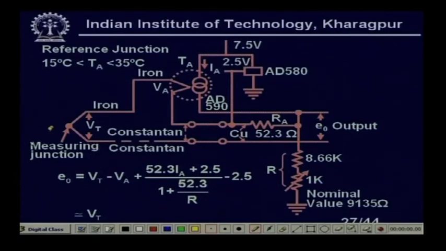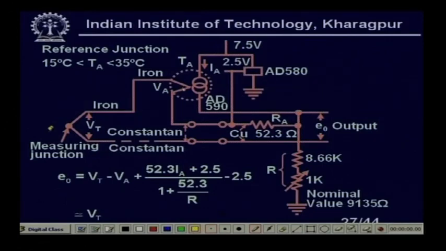That means, you see, this is our measuring junction and this is our cold junction. This is AD590 and it has supply voltage 7.5. This is AD580, same Analog Devices, but it will give us a stabilized power supply of 2.5 volt, which is necessary.